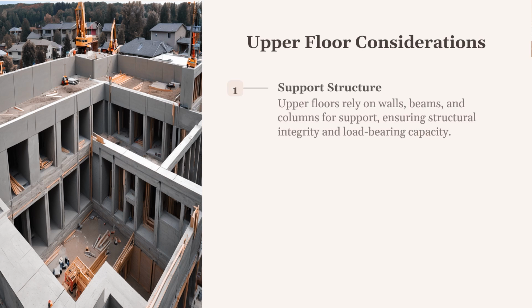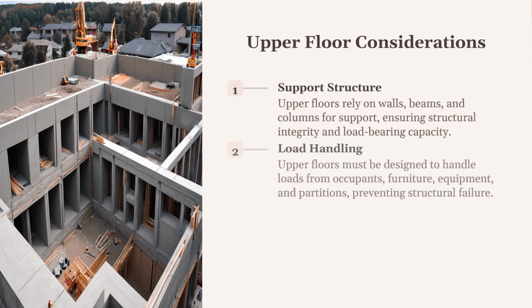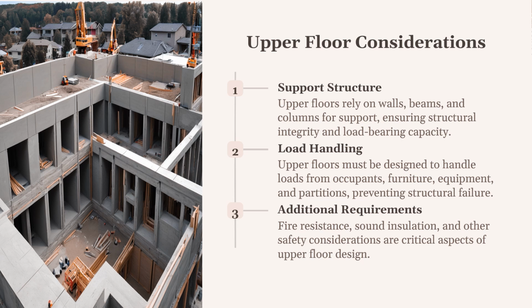Now, let us move up to the upper floors. These are floors above the ground level. Unlike ground floors, upper floors rely on walls, beams and columns for support. They need to handle the loads imposed by occupants, furniture, equipment and sometimes even internal partitions. But that is not all. Upper floors also need to address fire resistance and sound insulation. Okay, with this background, let us now explore the components and materials of floors in buildings.